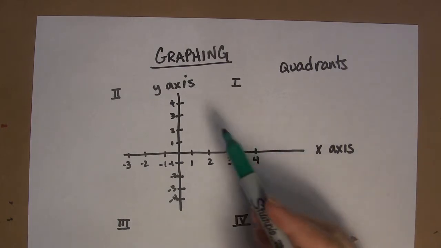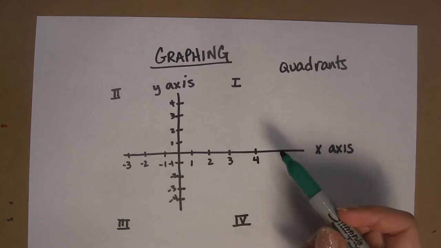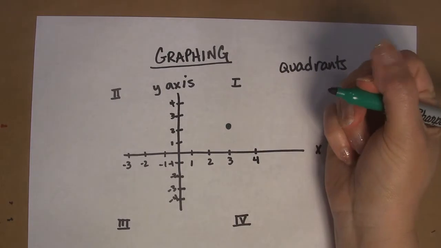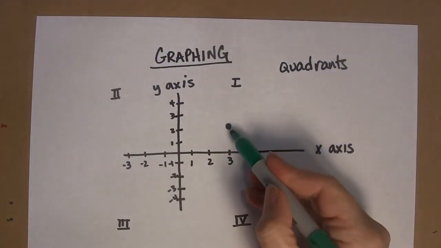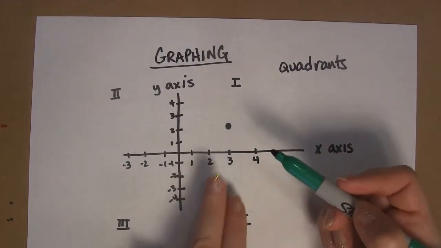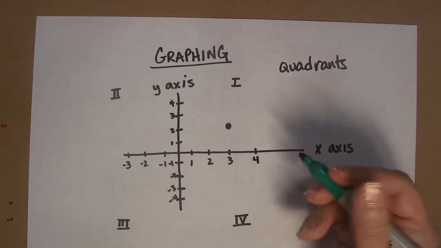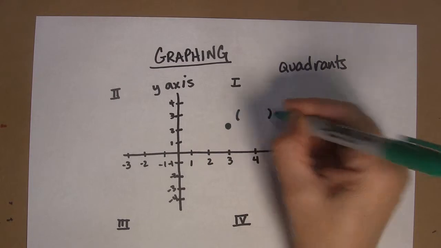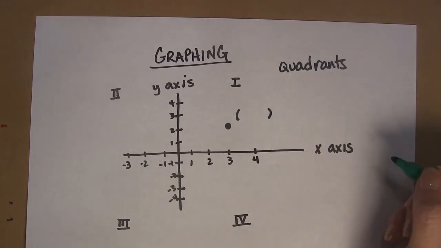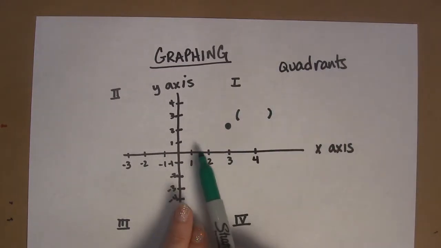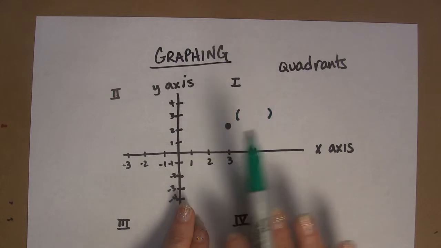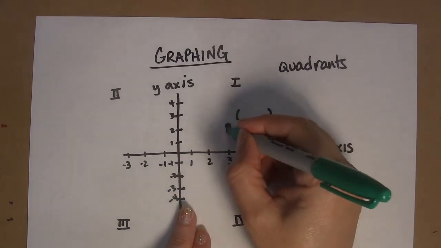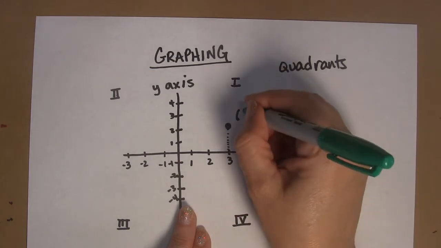All right, so once we have that, we can mark a point on our graph anywhere we want, like right here. And we can name what that point is. The way that we name the point is we put it in parentheses, first of all, like that. And first we say what the x value is. X always comes first.